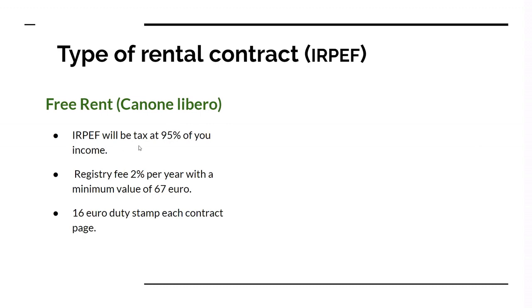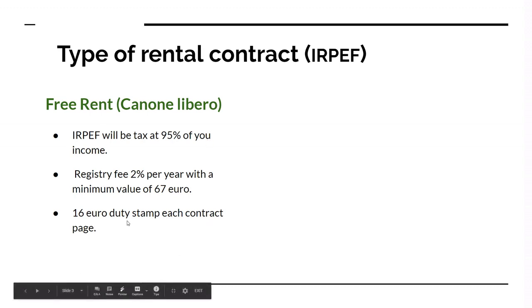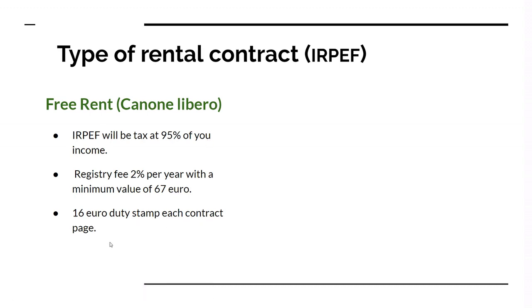The IRPEF will be taxed at 95% of your income, so 5% of it is excluded, and you have to also pay 2% every year, which is the registry fee or the registry tax. And the minimum value you have to pay is €67, regardless if this 2% is below this amount. And €60 duty stamp for each contract page. So this is what you have to pay in case of canone libero, free rent.